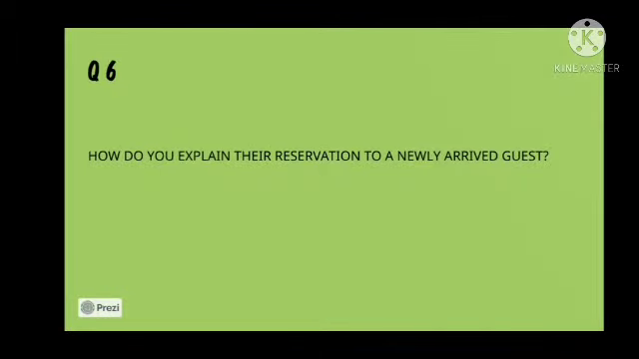It says here, how do you explain their reservation to a newly arrived guest? So here's how. If the guest does have a reservation, the reception staff may find their details on the registration card or similar stored in the registration box, which is kept at reception with cards filed in alphabetical order by surname.